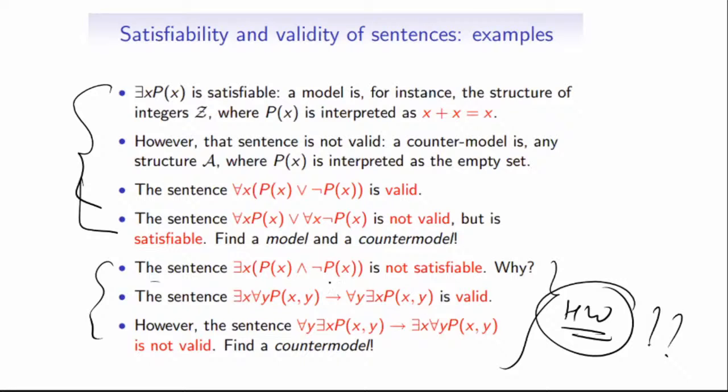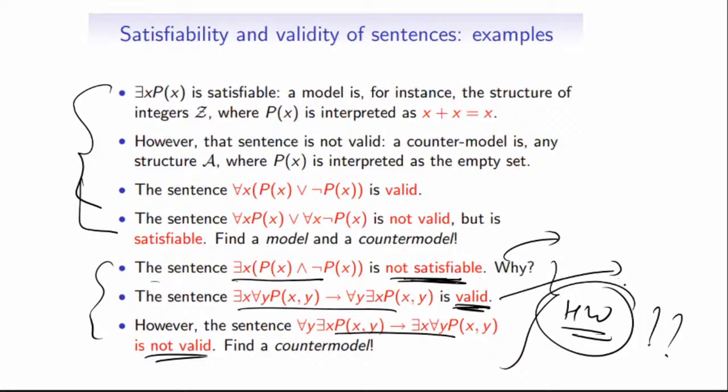The answer is also there: this formula is not satisfiable, this formula is valid, and this formula is not valid. So all these answers are there. You just need to convince yourself. This is not satisfiable, so you need to find a counter model. This is valid, so you need to prove that every environment is a model. This is not valid. Not valid means you need to find a counter model. So this thing you can take as homework.